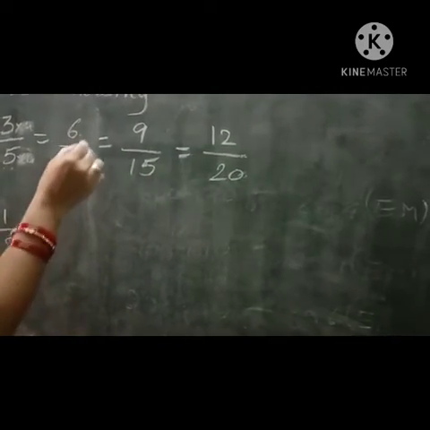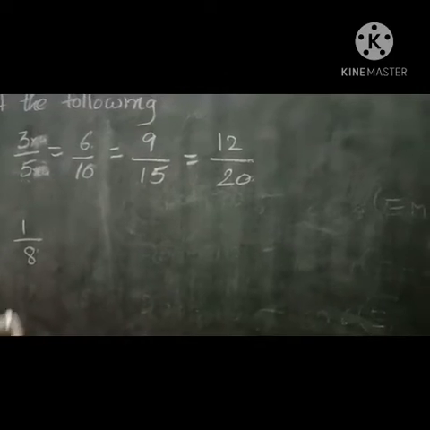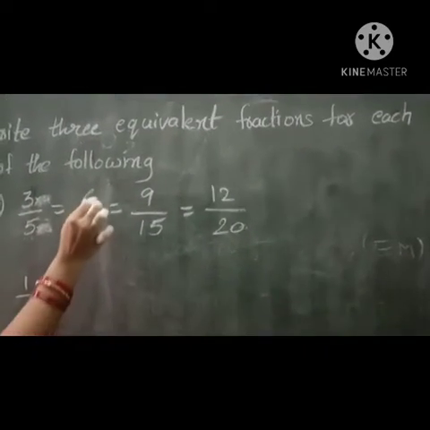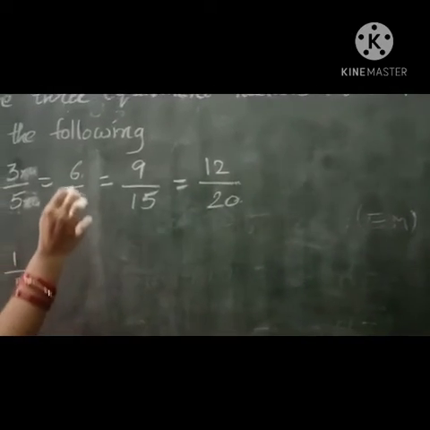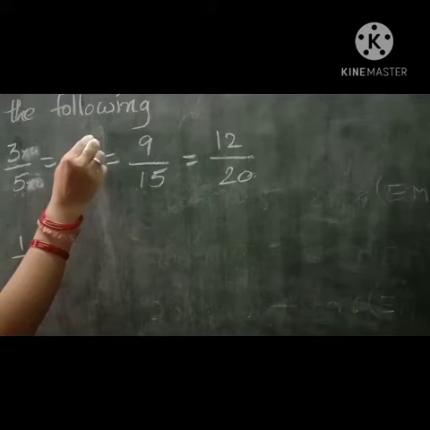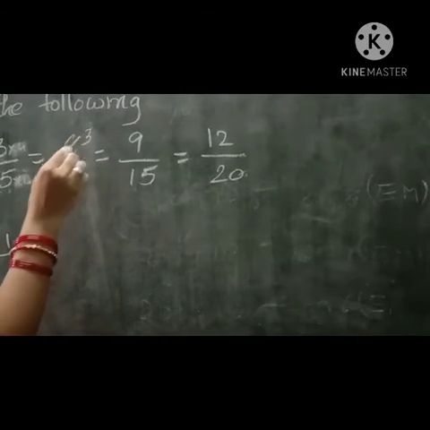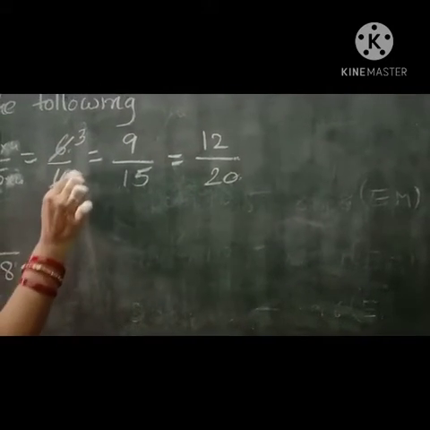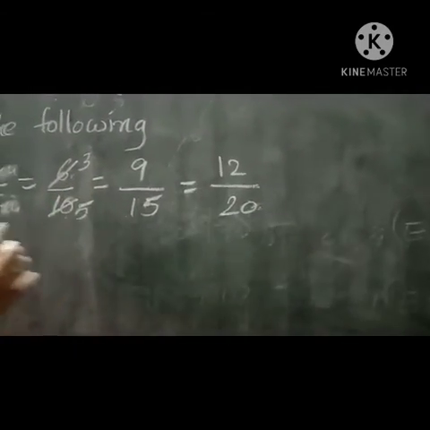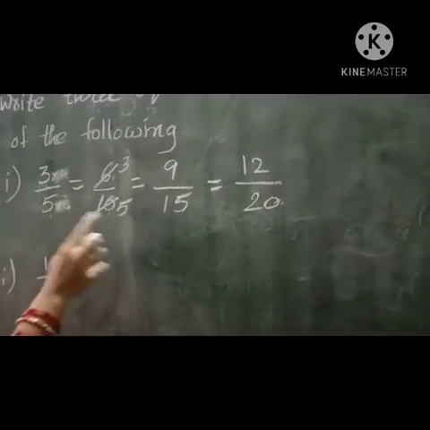Okay, next see here 12 by 20, now into 4, 3 4s are 12, 5 4s are 20. If we cancel this number, what will we get? At last we will get the number 3 by 5 only. See here 6 and 10. These both numbers will be visible in which table? Yes, 2 table, no? Yes. See here 2 3s are 6, 2 5s are 10. What is the number here? 3 by 5. These both numbers are equal.